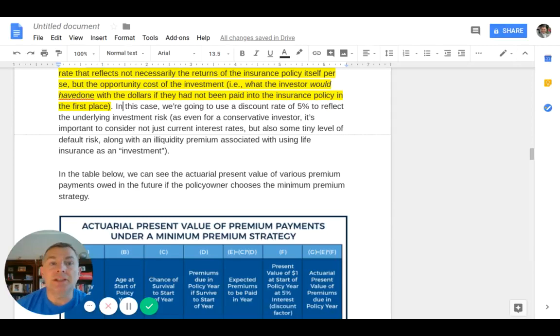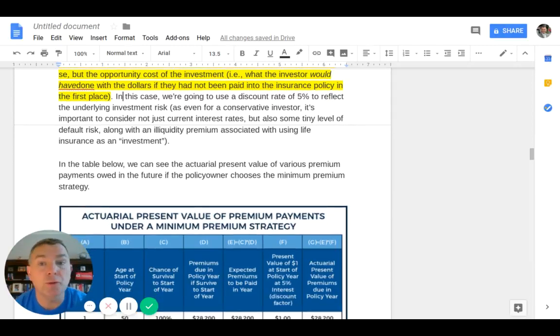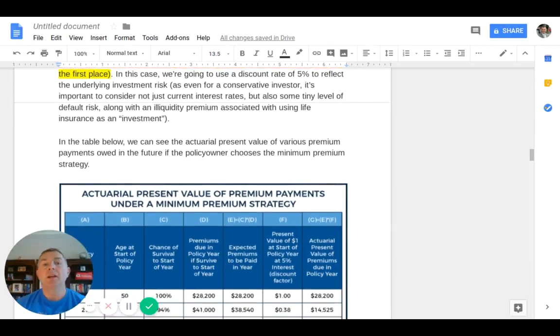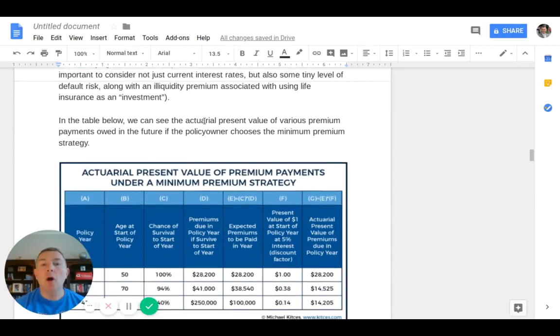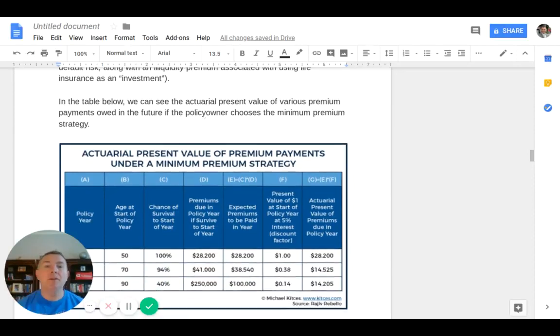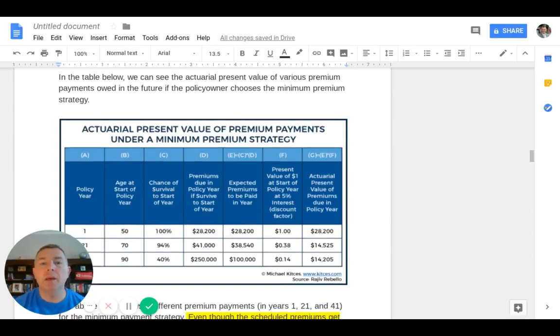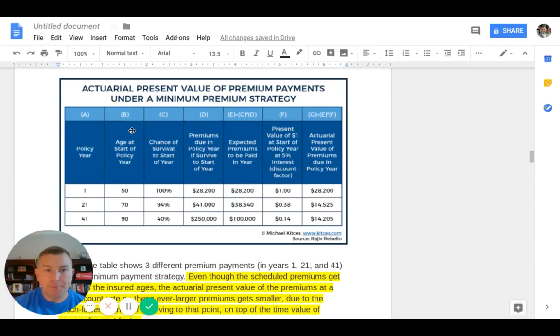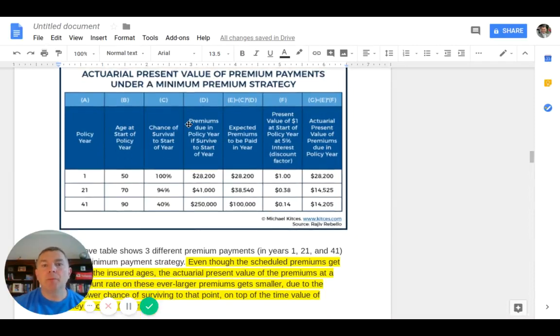Even for a conservative investor, it's important to consider not just current interest rates, but also tiny levels of default risk. And in the table below, we can see the actuarial present value of various premium payments owed in the future if the policy owner chooses the minimum payment strategy. So remember, actuarial present value of premium payments under the minimum premium strategy. So look at this. At age 41, we have a $250,000 premium. We're going to have to pay $250,000 at age 90, I should say, 41 years into the policy.